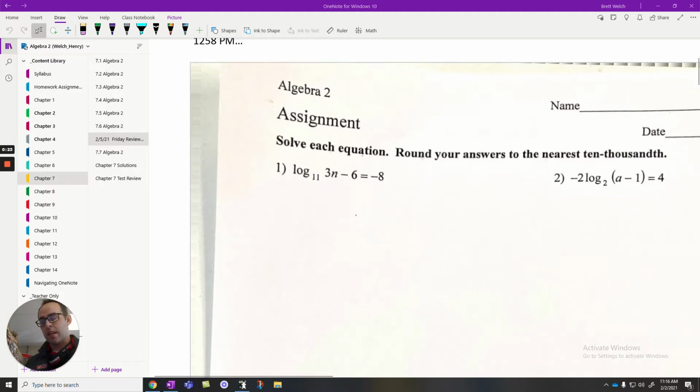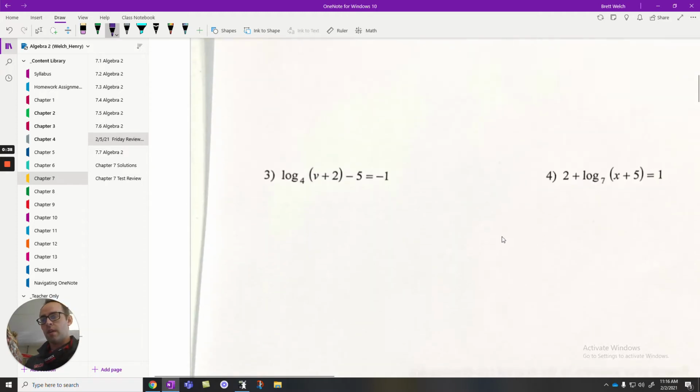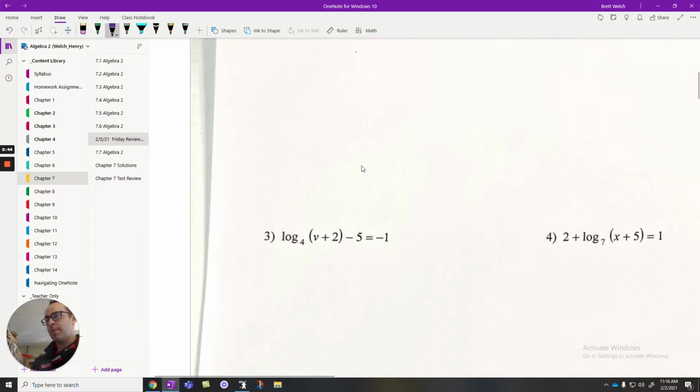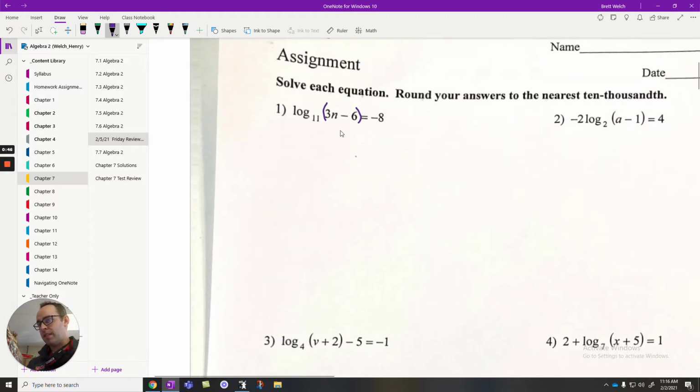A couple things to note in the way that this worksheet is written. This 3n minus 6, consider it in the parentheses. If they don't use parentheses, they're implying they're all in parentheses. Over here you can see that minus 5 is not in the parentheses, so they're saying inside, outside. I think it only happens a couple of times, but if you see it and it doesn't use the parentheses, we can assume that it's in the parentheses as a group.